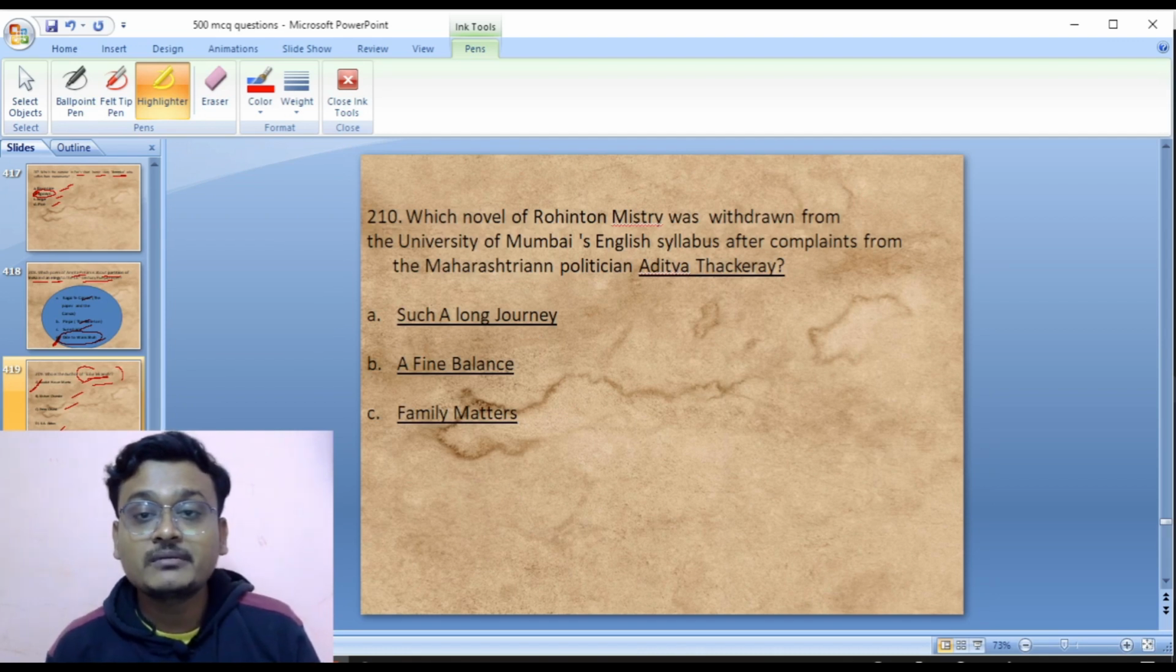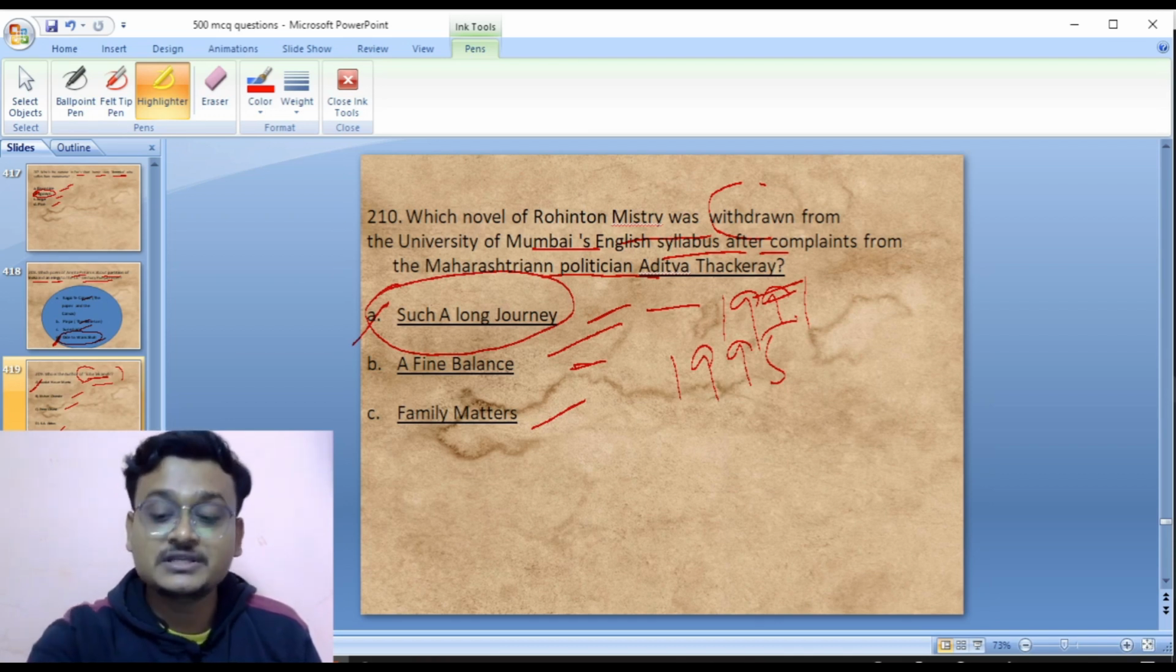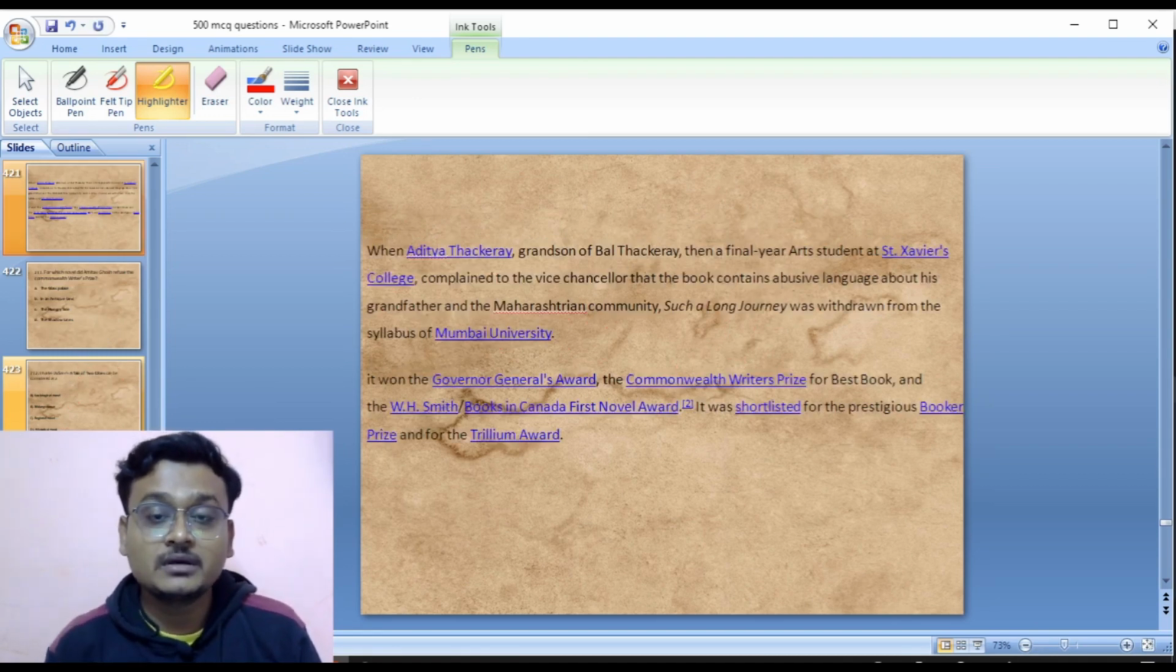210. Which novel of Rohinton Mistry was withdrawn from the University of Mumbai English syllabus after the complaints from Maharashtrian politician Aditya Thackeray? Such a Long Journey, A Fine Balance, Family Matters. Such a Long Journey was published in 1991, whereas A Fine Balance was published in 1995. So it was Such a Long Journey that was withdrawn from the University of Mumbai after the complaints were raised by the grandson of Bal Thackeray, Aditya Thackeray. So Such a Long Journey, 1991.